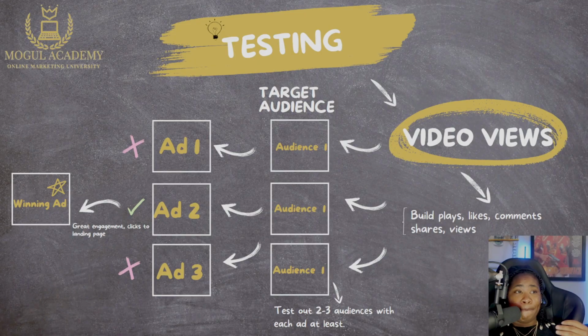All right. So this is kind of critical too, your testing process. So I want to go ahead and break down how I test out my ads. Right here, I have a little brainstorm of how I test my ads. Now, this is video views as the objective, right? And what this objective does for my ads is it builds plays, likes, comments, shares, and views. So on TikTok, people can like, comment, share, and they count the views, right?